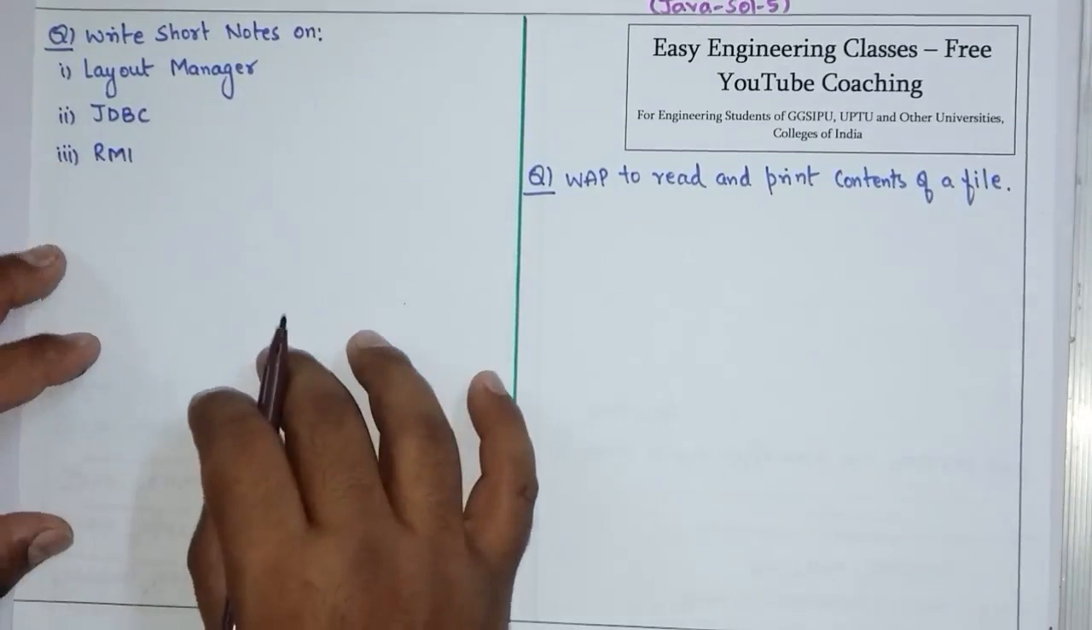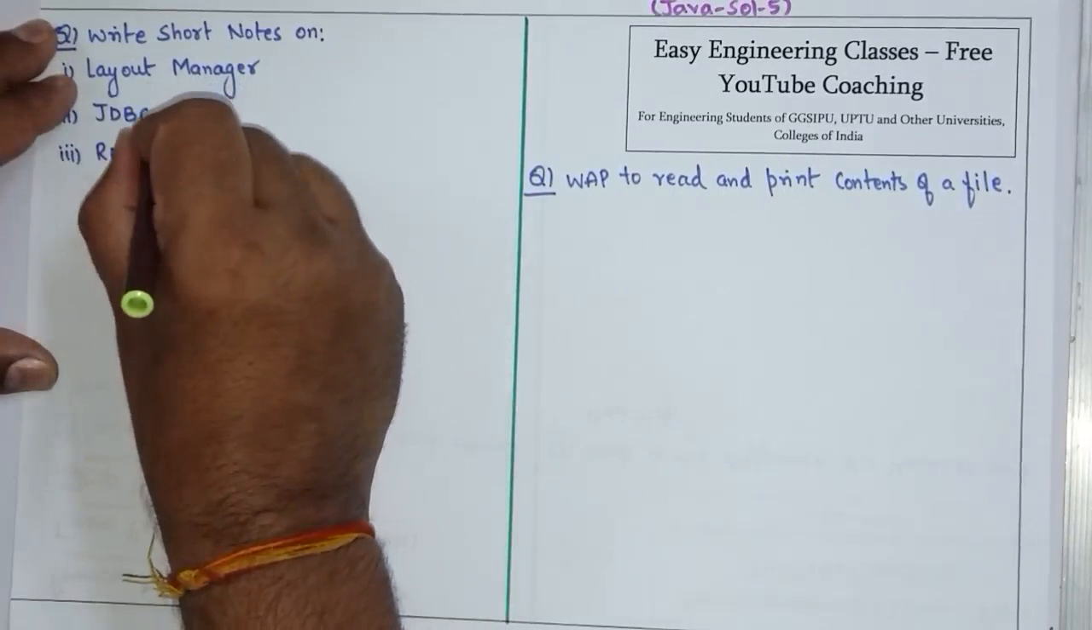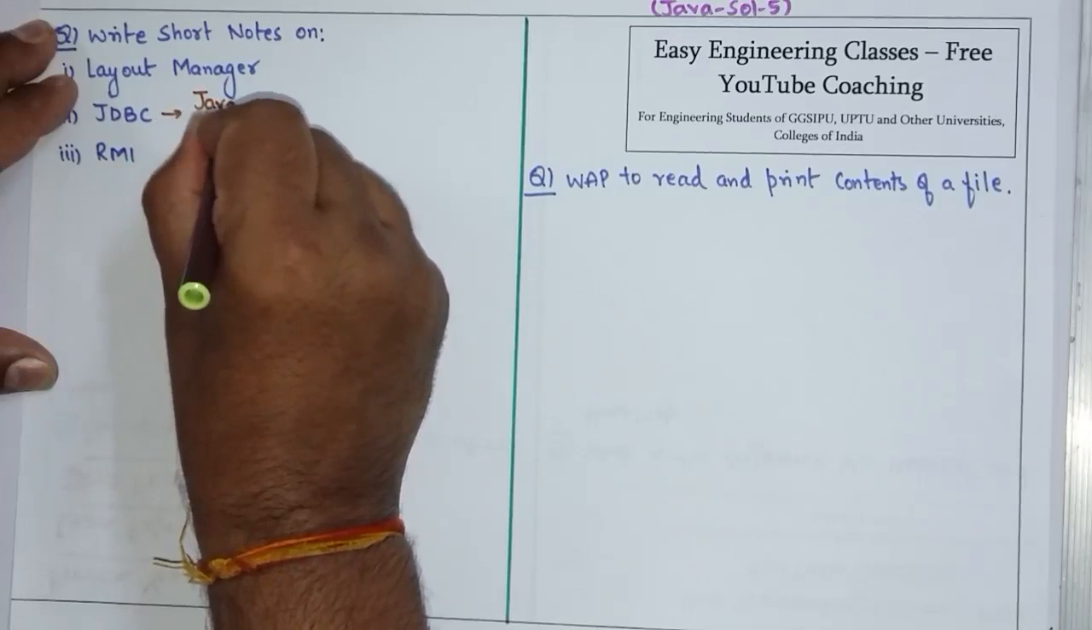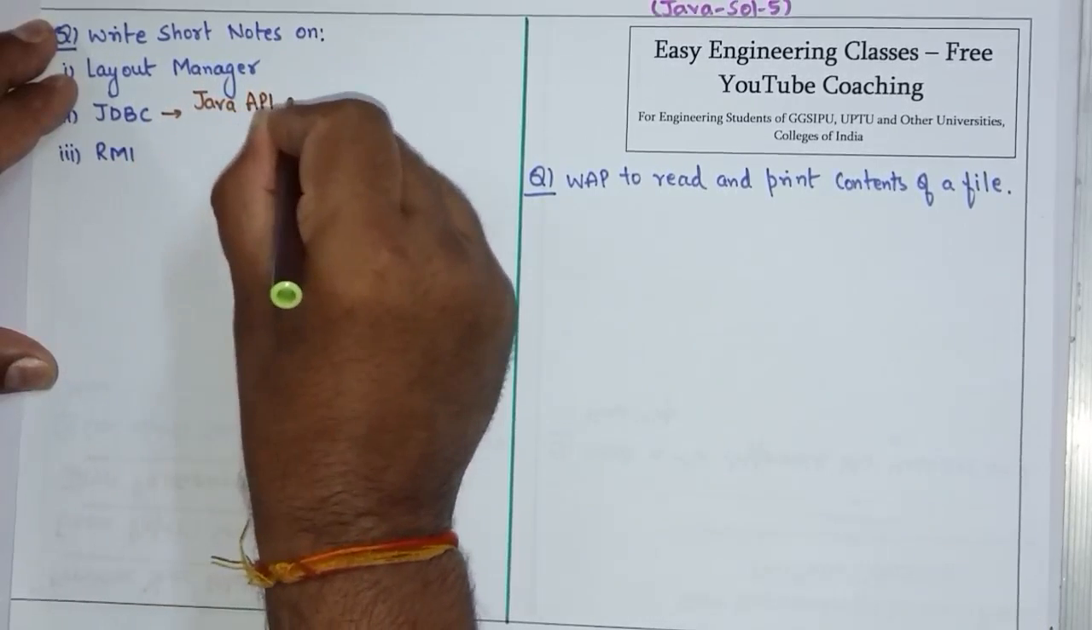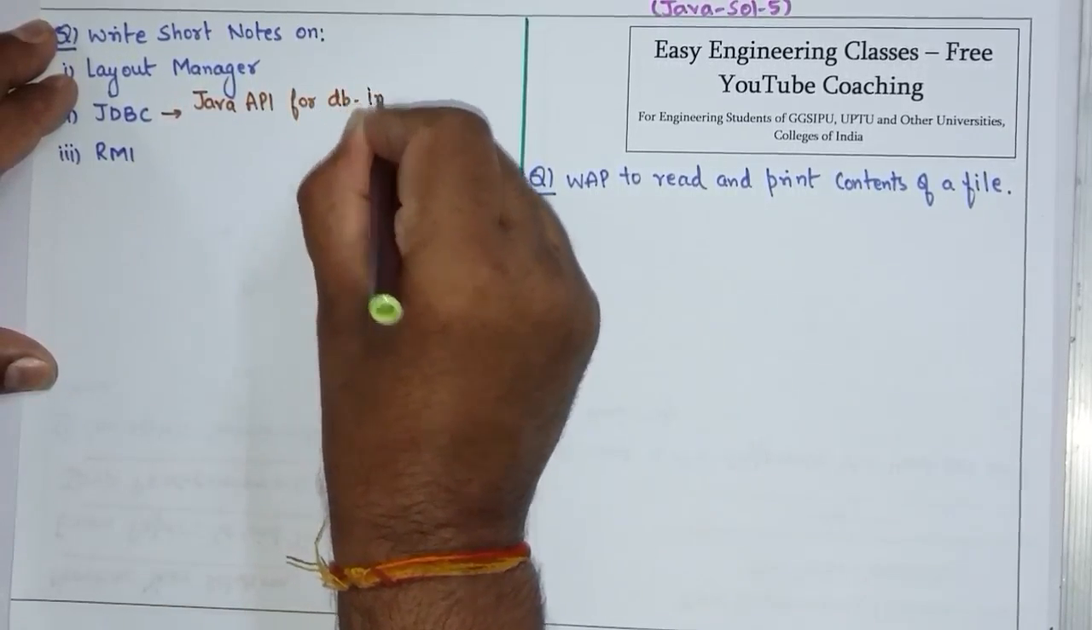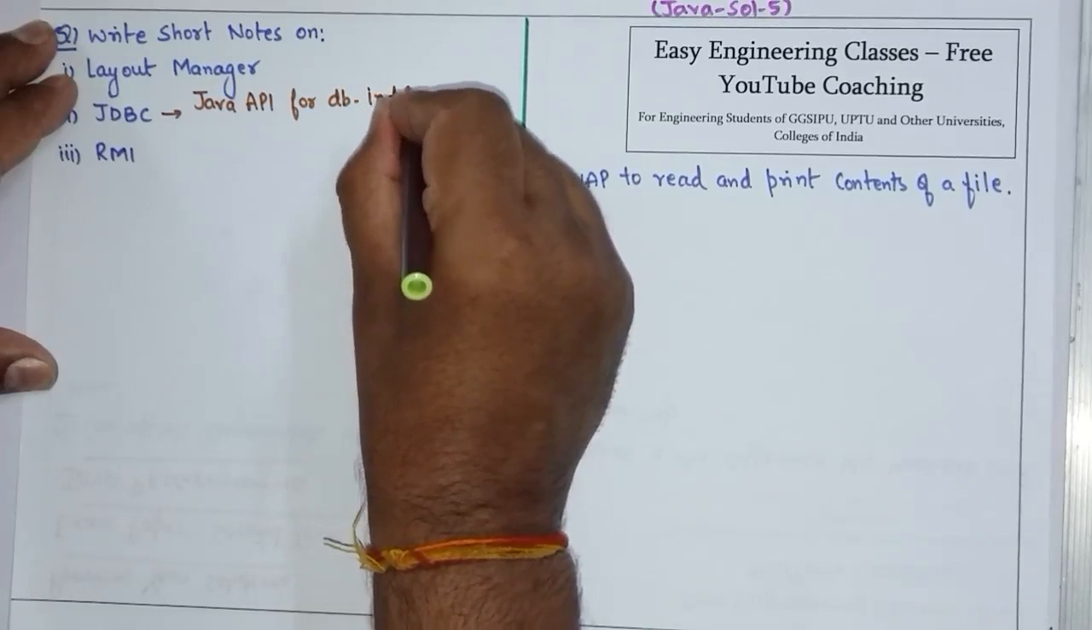Then we have RMI. So what is JDBC? JDBC is a Java API. It is a Java API for database independent connectivity.